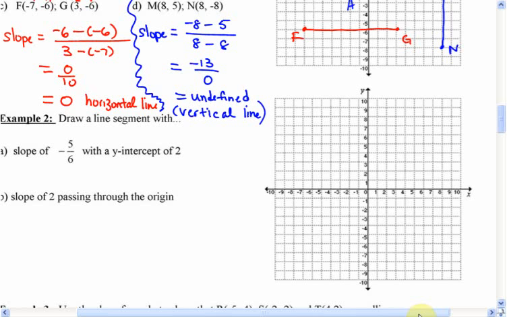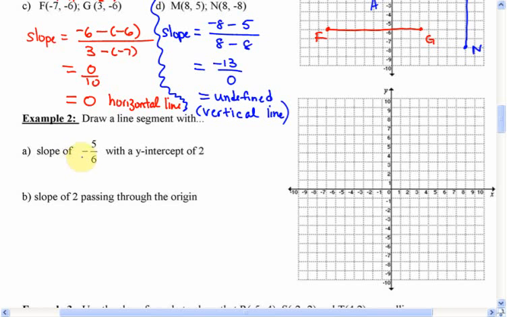So let's do this together. Slope of negative 5 over 6 with a y-intercept of 2. Okay, this part we should know from chapter 5. Someone tell me, what point am I looking at when I say the y-intercept is 2? What are the coordinates of the point? 0, 2. Good. Take your pen, put a big dot right there. Okay? 0, comma 2.